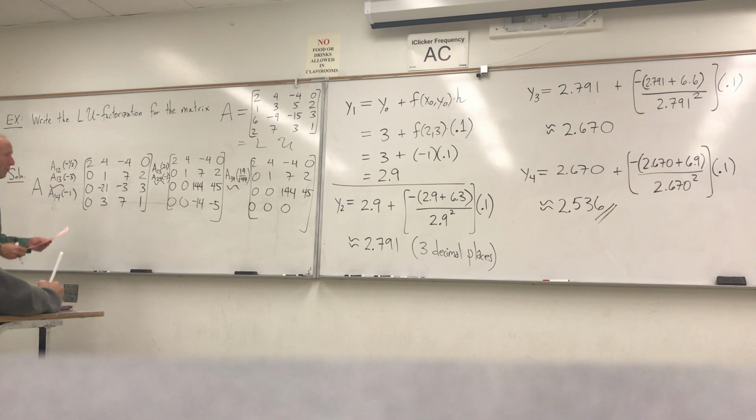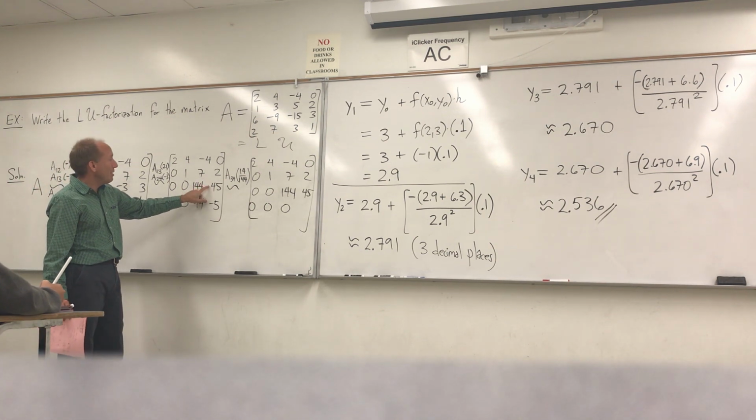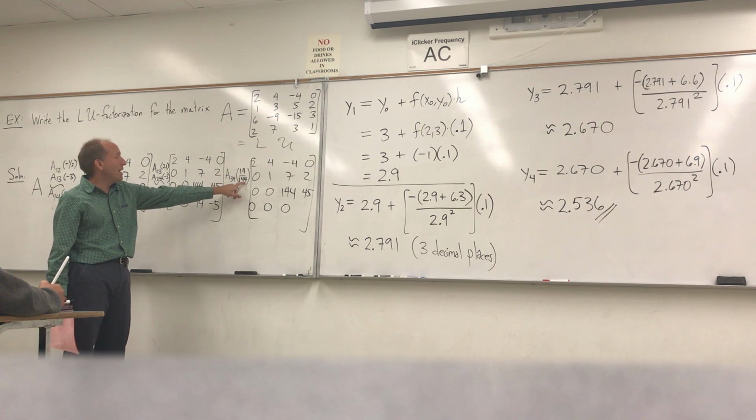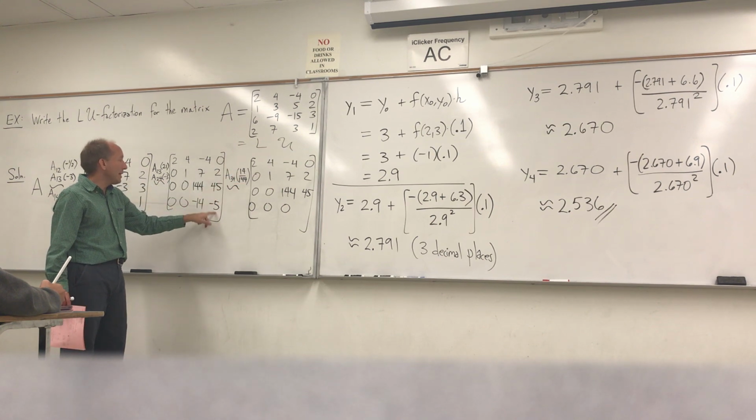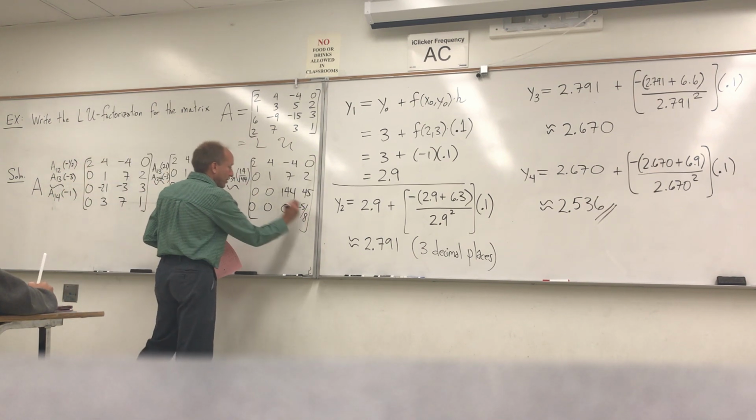And then you have to figure out what number. So I'm going to do this for you. You have to take 45 times 14, divide it by 144, and then add that to negative 5. The answer comes out to negative 5/8.